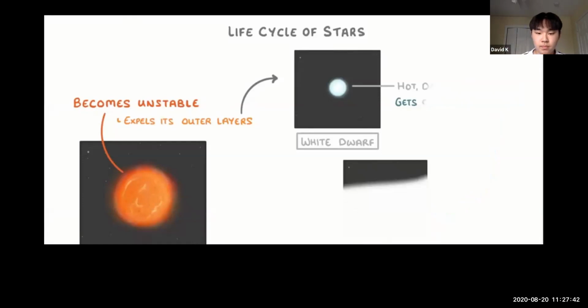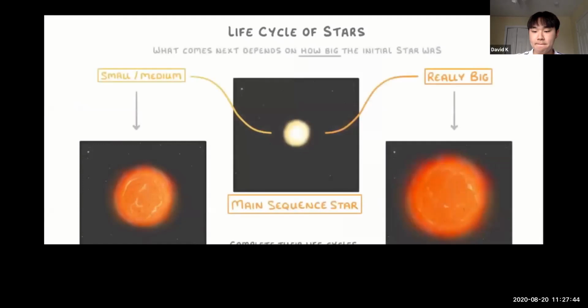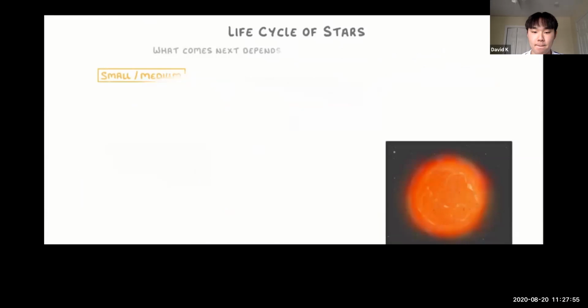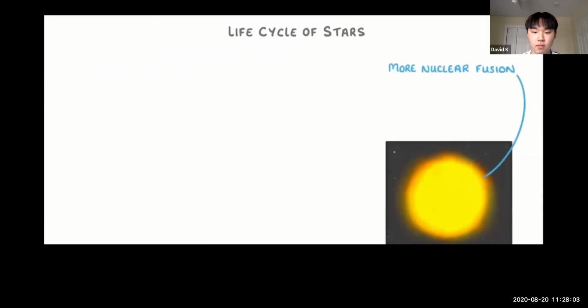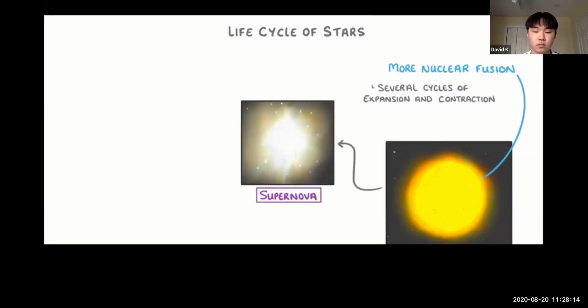Now, if we whisk back to the two options for our main sequence star, the other possibility for the really big stars was to turn into a red supergiant. So let's now look at these. Red supergiants actually start to shine brightly again. After passing through several cycles of expansion and contraction, they eventually explode in something called a supernova, which forms elements even heavier than iron that get ejected all across the universe.